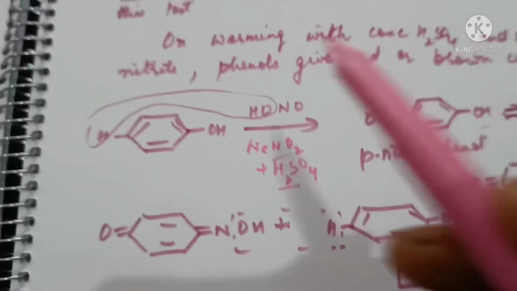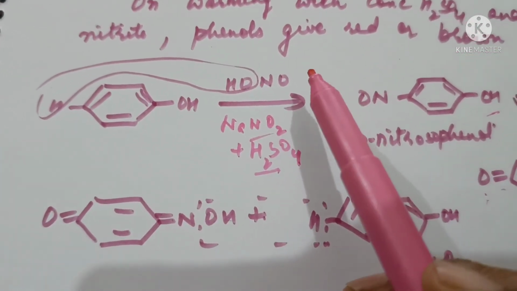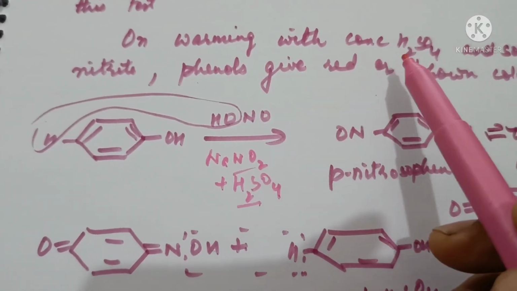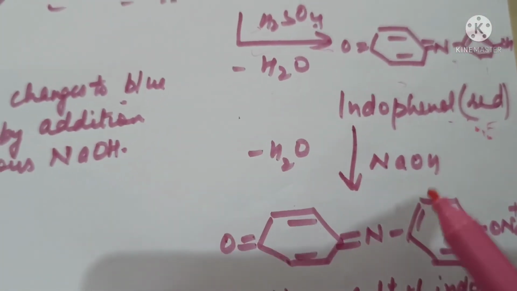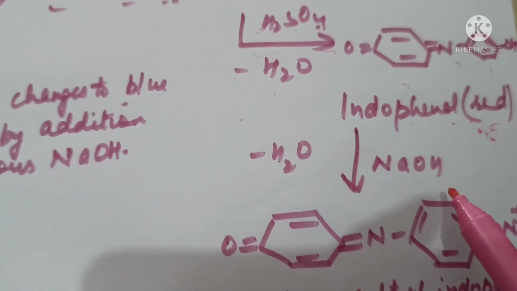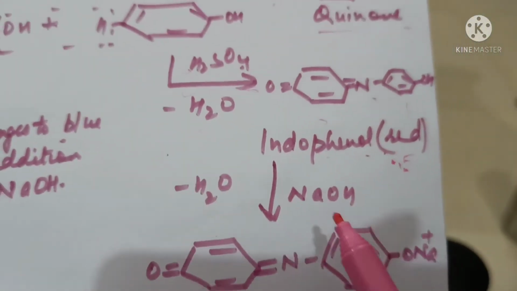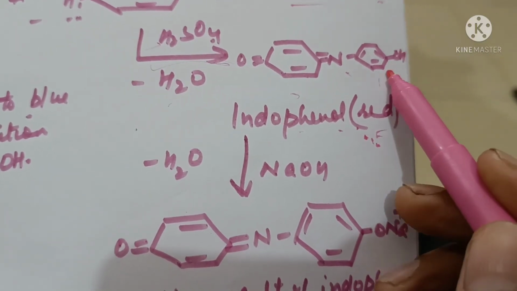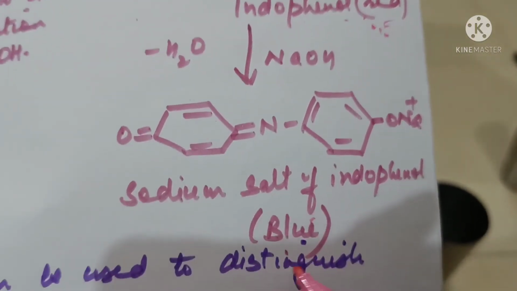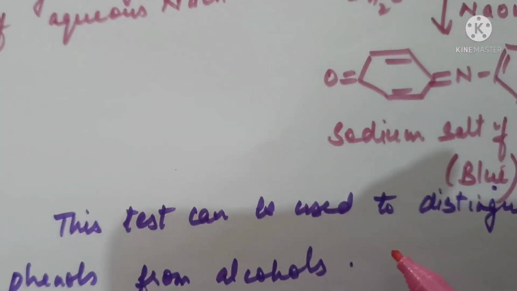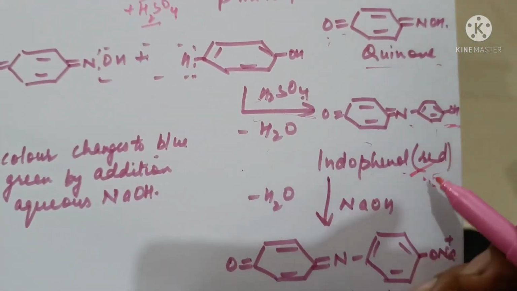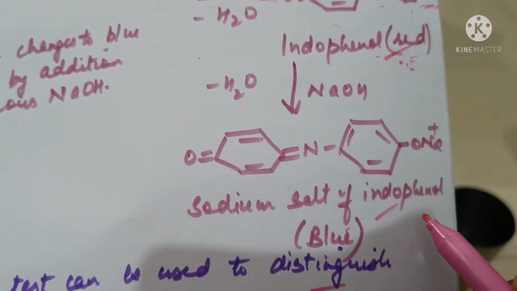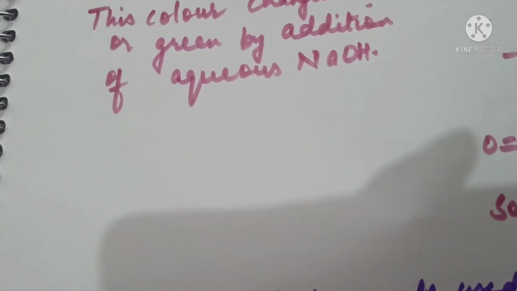So when phenol is warmed with NaNO2 and concentrated sulfuric acid, red colored indophenol is formed, which turns blue or green on reaction with sodium hydroxide. On reaction with sodium hydroxide, a sodium salt of indophenol is formed, which is blue in color. So this test is used to distinguish phenols from alcohols. Phenol will give a red color with sulfuric acid and a blue color with sodium hydroxide. Alcohols will not give this color.